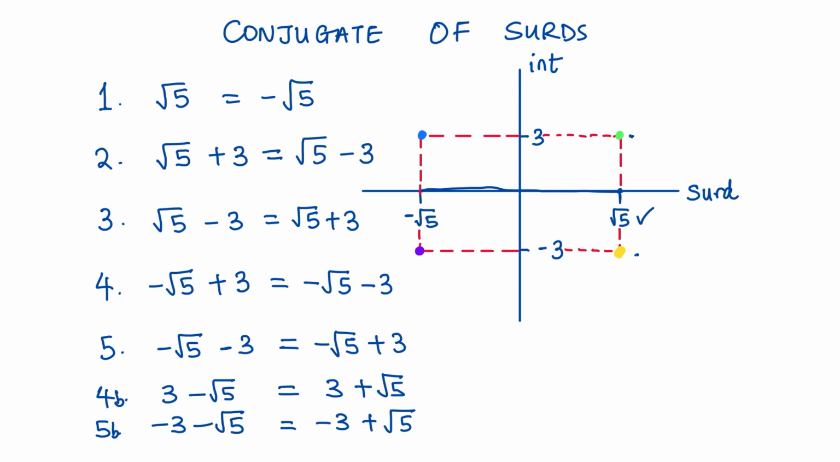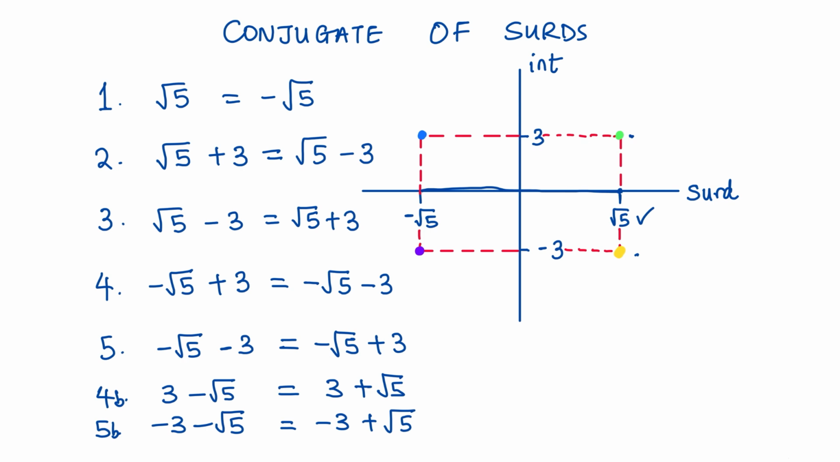So in actuality, instead of the blue dot moving to the purple and the purple moving to the blue, we ended up having the blue dot moving to the green and the purple moving to the yellow. I hope I haven't confused you too much. The point is, when you're dealing with conjugates of surds, make sure that you arrange your surd in such a way that the integer term is the first term and the surd term is the second term. After you do that, you can now apply the general rule of changing the sign of the second term.